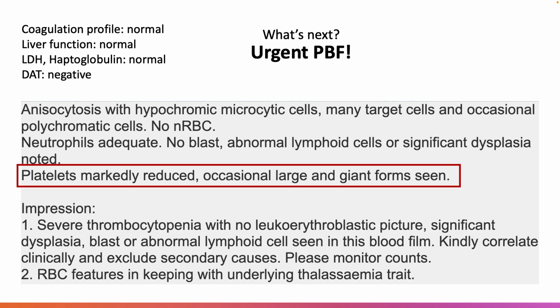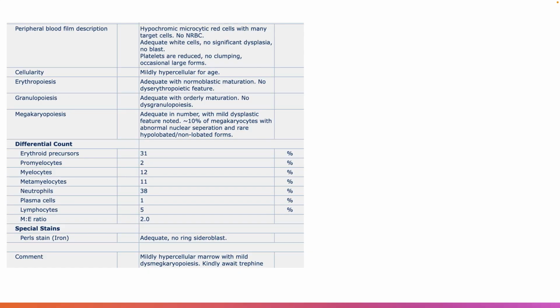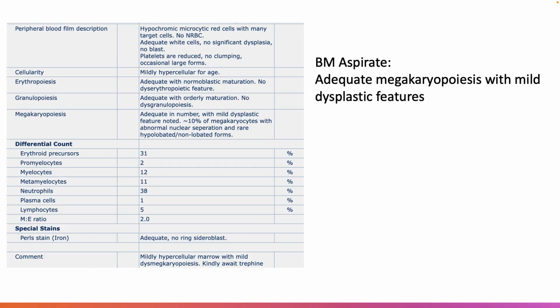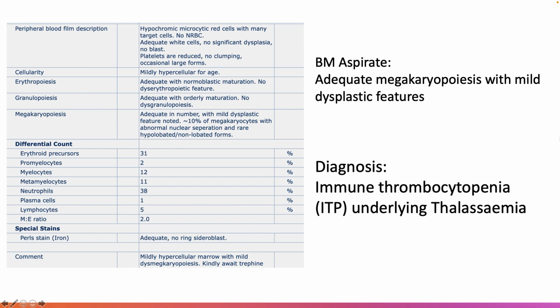And there's a very high possibility, because this is something that we need to rule out instead of treating everyone as an ITP. Okay, so we did the marrow. So this is the marrow result, which actually, if we enlarge it, shows adequate megakaryopoiesis with only mild dysplastic features. There's not much of blast or anything abnormal seen. So again, because of that, the diagnosis is ITP with the underlying thalassemia.